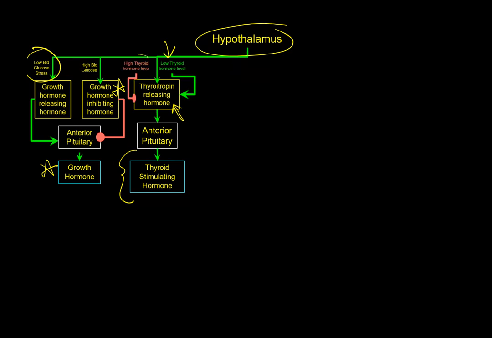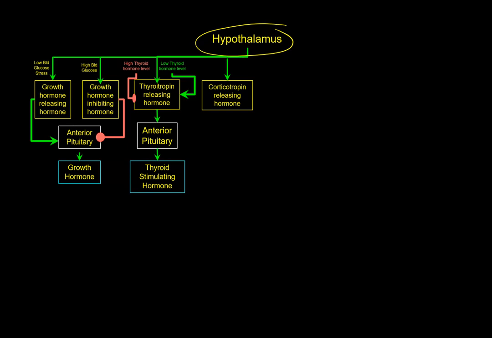Now, if I have high thyroid hormone levels, do I need more thyroid hormone? No. So it stops the release of thyrotropin releasing hormone, which means that none of this happens. If I don't release thyrotropin releasing hormone to basically stimulate the anterior pituitary to release thyroid stimulating hormone, then none of this happens. Okay, so you've got the kind of stop-go.